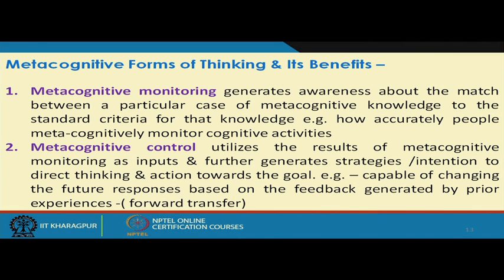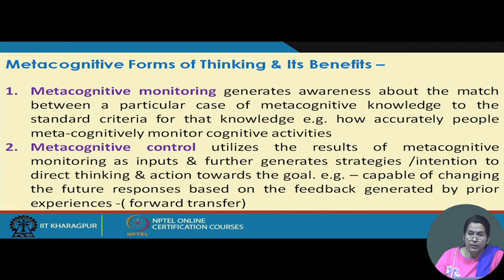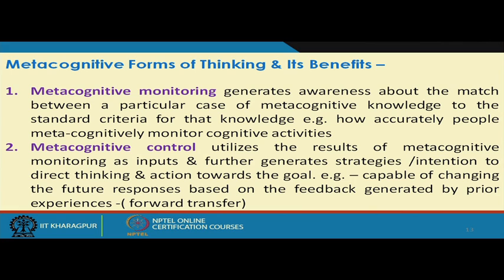So, it creates a kind of awareness to match between the particular case of metacognitive knowledge that we are engaged in, and whether it matches with that criterion or not. In that way people evaluate how accurately they metacognitively monitor cognitive activities, like whether the cognitive strategies we are adopting perfectly help us or match the criterion level, or whether we will be able to achieve that goal or not. So, constantly we are making an effort to map it, compare it, and match it with the expected criterion.